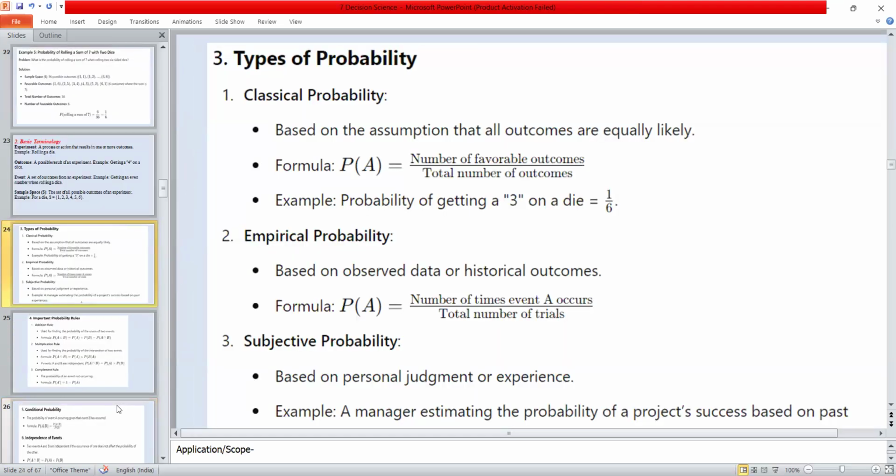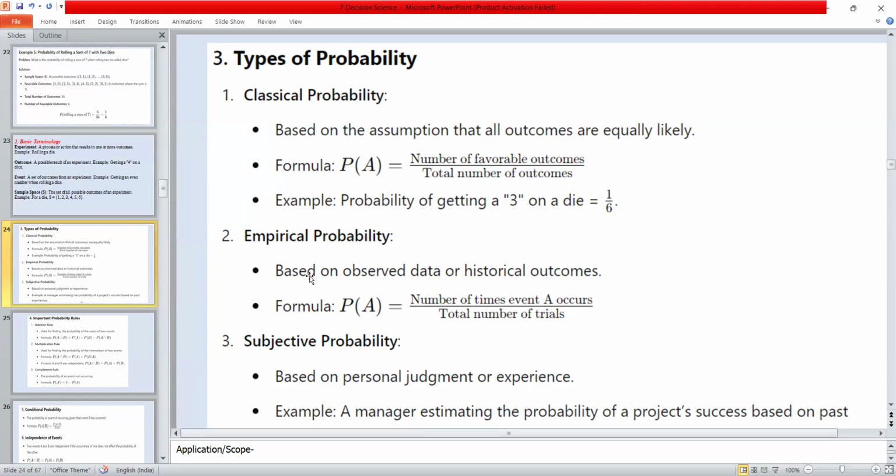Now we are going to discuss types of probability. There are basically 3 types of probability. First is classical probability, based on the assumption that all outcomes are equally likely. Okay, sometimes it may happen that every outcome has 50-50% chances of occurring, or equal chances of occurring. Like you toss a coin, either it will be head or it will be tail, and it is not being influenced by anybody. Okay, so equal chances.